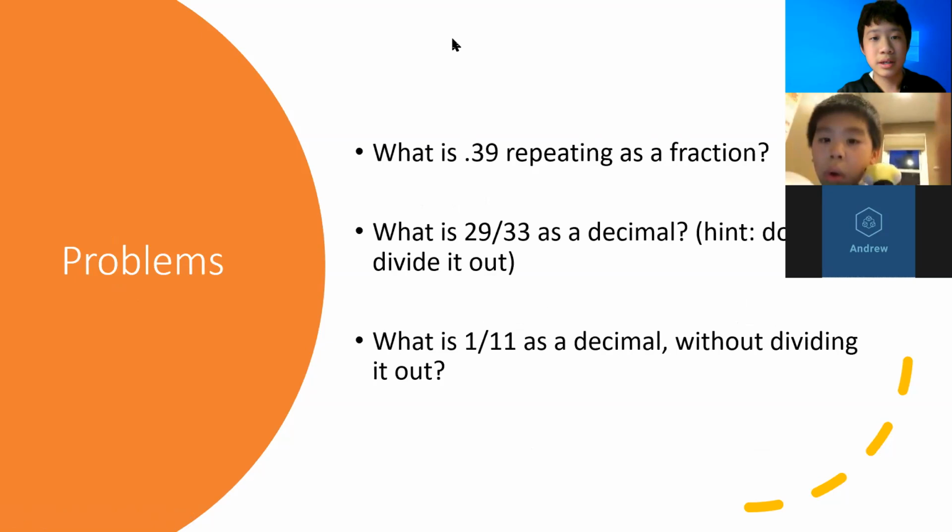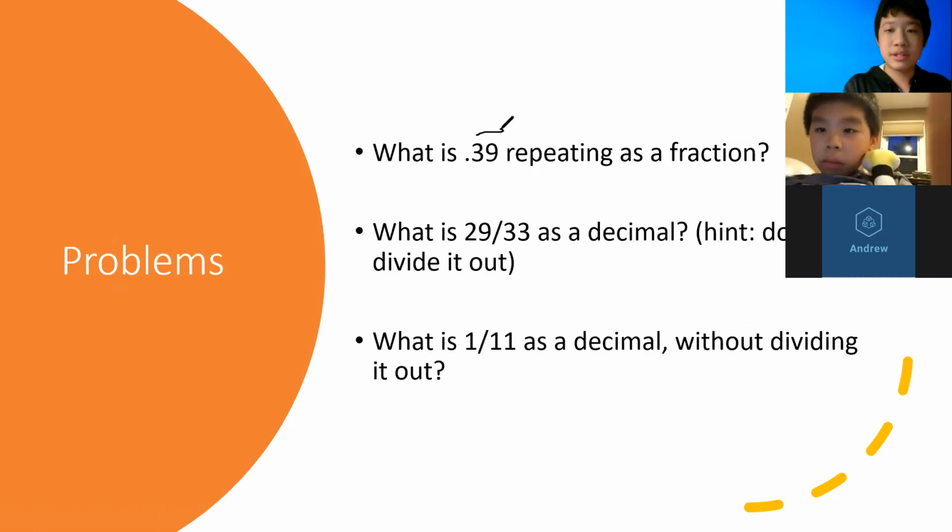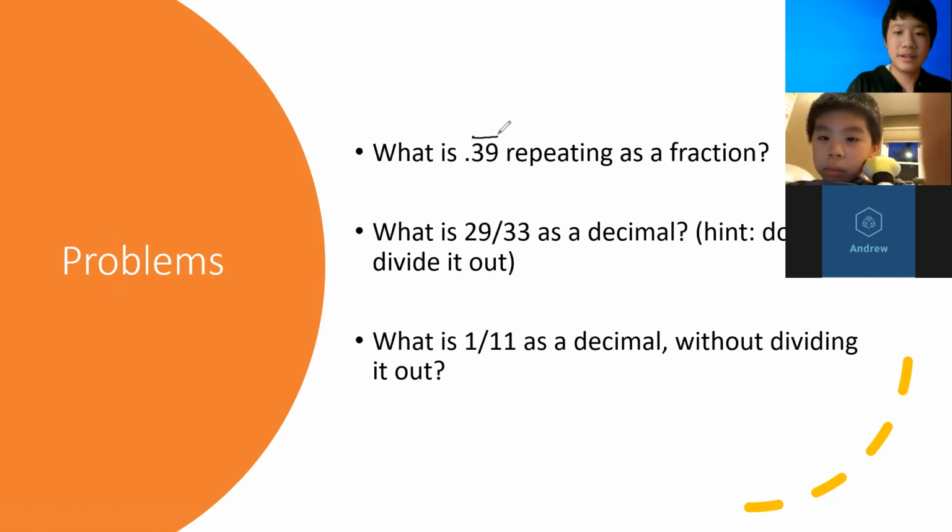So here are questions. Let me write this line above the 39.